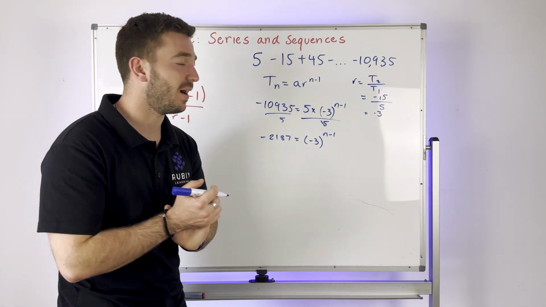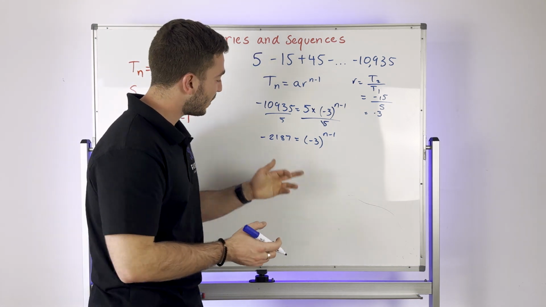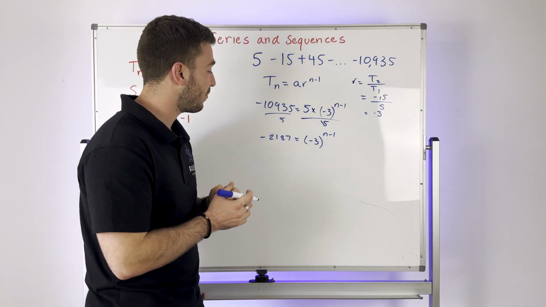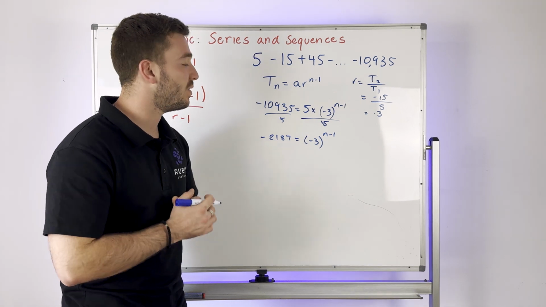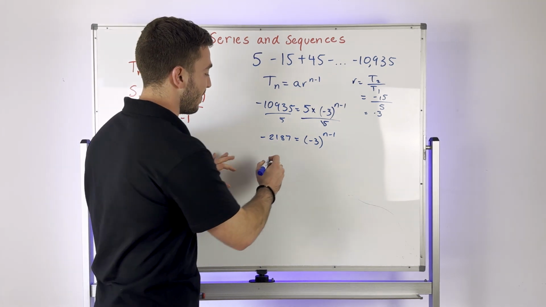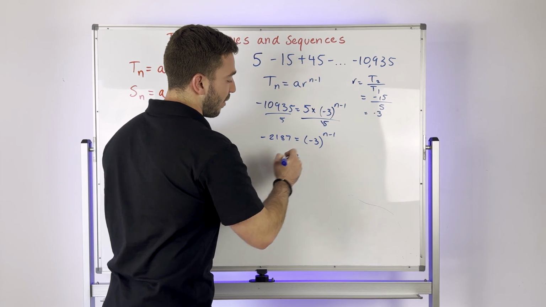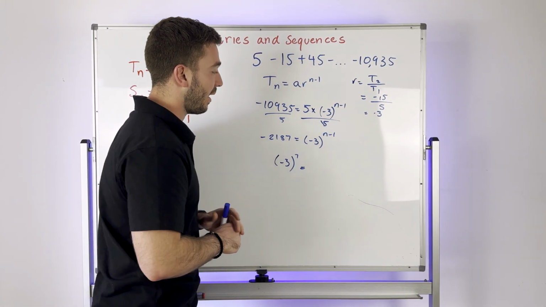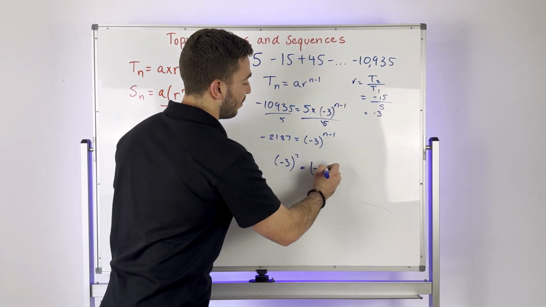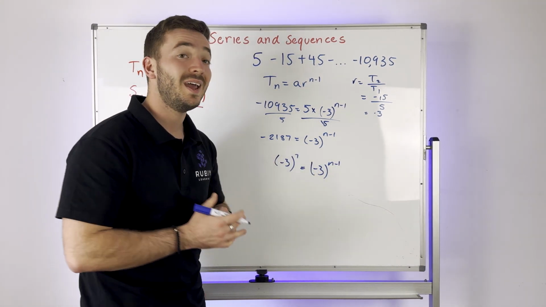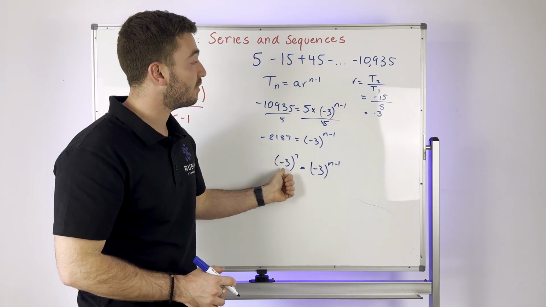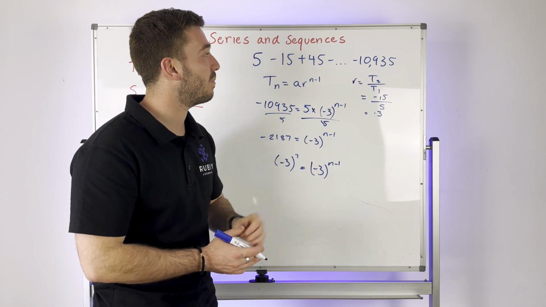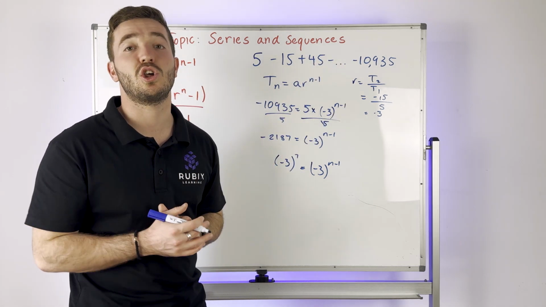So in our calculator, if we do a bit of guess and check, we can see that negative 3 to the power of 7 is going to equal negative 2187. So we can simplify it like that, and that's just going to equal negative 3 to the power of n minus 1. Again, this is going to work every time because n is going to be a whole number. It's an integer. It's a place. It's going to be the nth term in this geometric series.